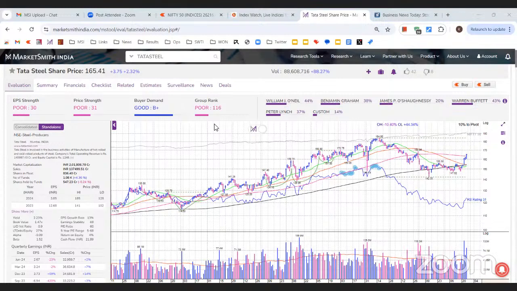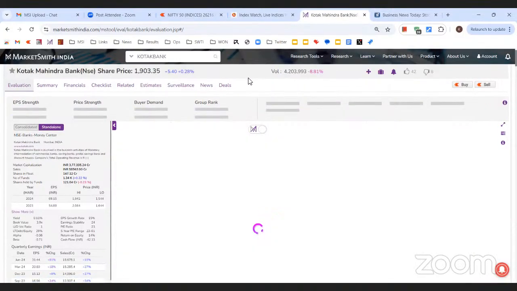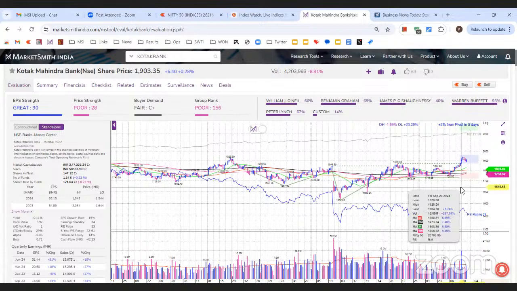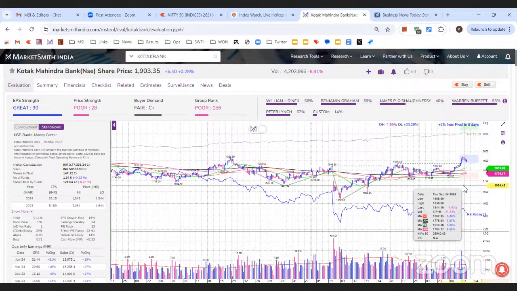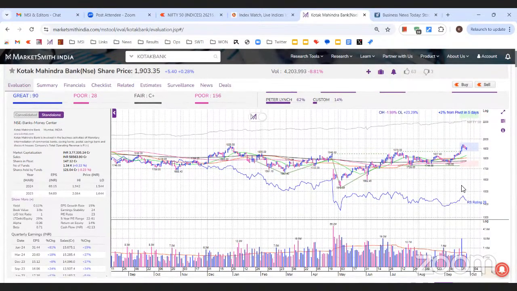Next, we can look into is Kotak Mahindra Bank. Recently, it broke out from its stage 1B flat base. That is on last Friday, it broke out, but it has not found the required momentum to take it forward from the breakout. Ideally, we will look for the stock breaking out from base pattern and finding momentum on the positive side and rally from there.